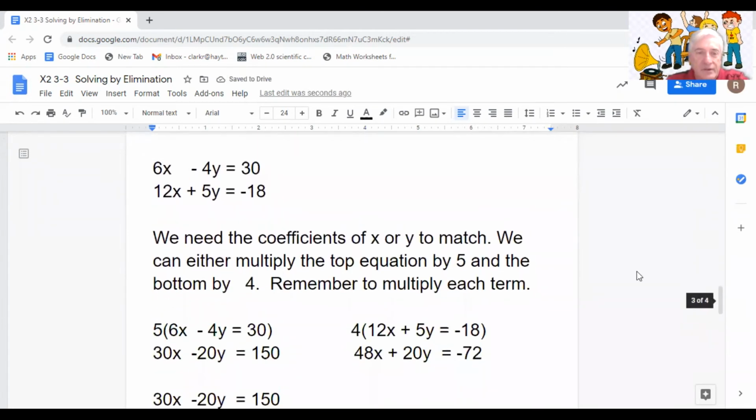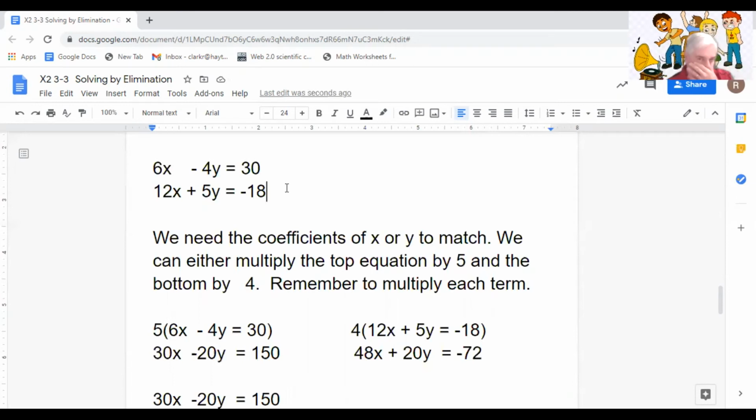Here's my next example. We need the coefficients of X and Y to match. We cannot have 6 take away 12 because that doesn't eliminate X. And we can't have minus 4Y plus 5Y because that doesn't eliminate Y. We've got to eliminate something.